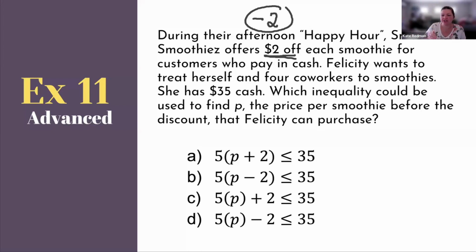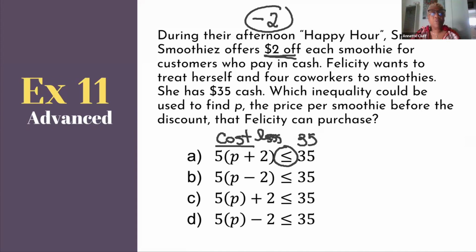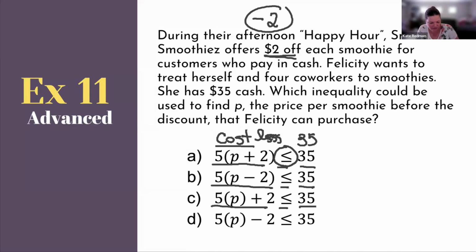We have this translation of the cost of a smoothie. They're saying the cost of a smoothie, how we figure out our cost, better be less than or equal to $35. And every single one of those says that. It says something is going to be less than or equal to $35.